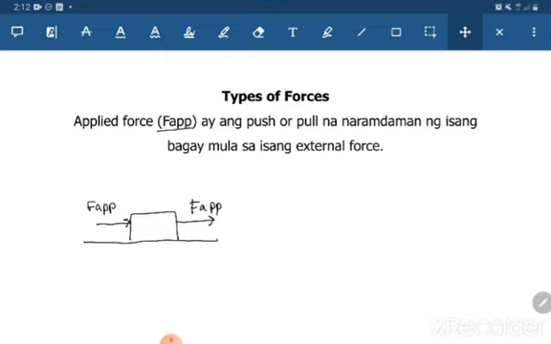Ito yung ating shorthand notation sa applied force. F sub APP or F sub app. So, syempre, halimbawa, meron kang bigger box and then meron kang smaller box. If you applied force sa A, syempre yung A, mag-apply din ng force sa B. Okay?